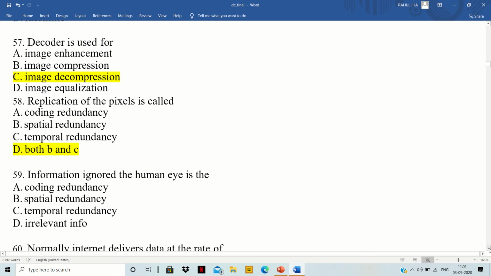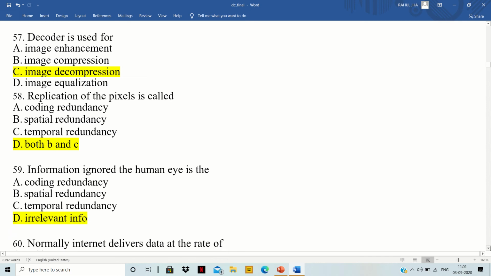Next question. Information ignored by the human eye is the A coding redundancy, B spatial redundancy, C temporal redundancy, D irrelevant info. Something which is ignored by the human eye of course can't come under the normal redundancy fact. So all the options of redundancy are incorrect. It is not a coding, spatial or temporal redundancy, because if something is repeating, of course it would be noticeable by the human eye, but this is not noticeable, so it means that it is irrelevant info.